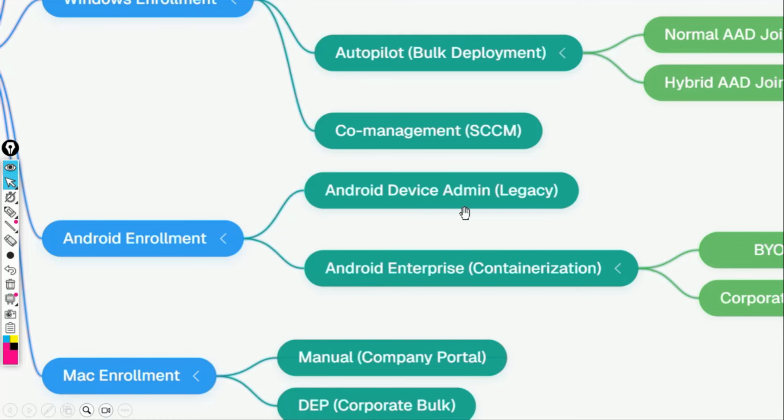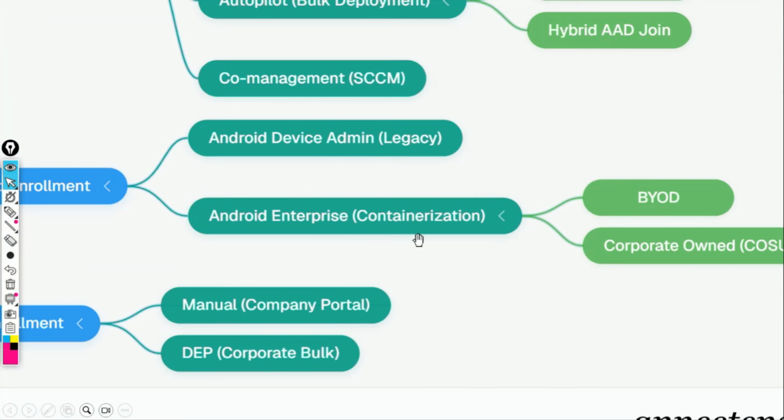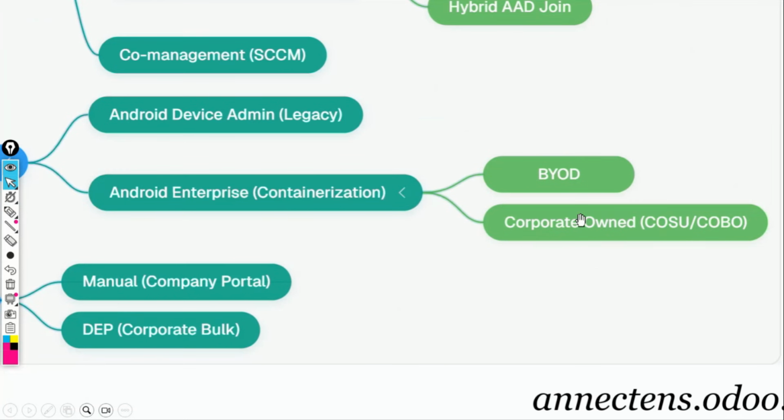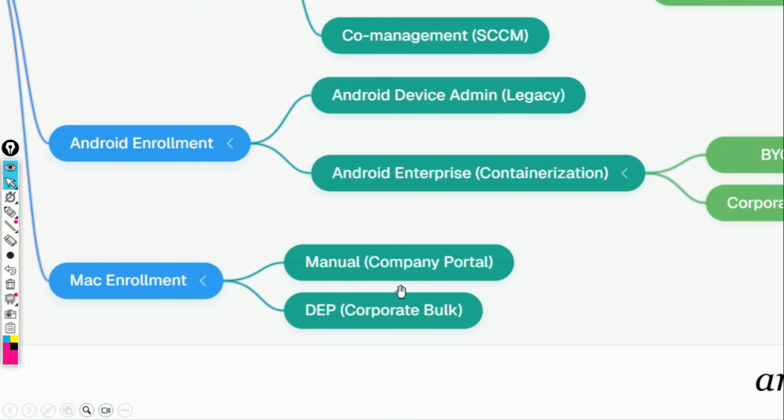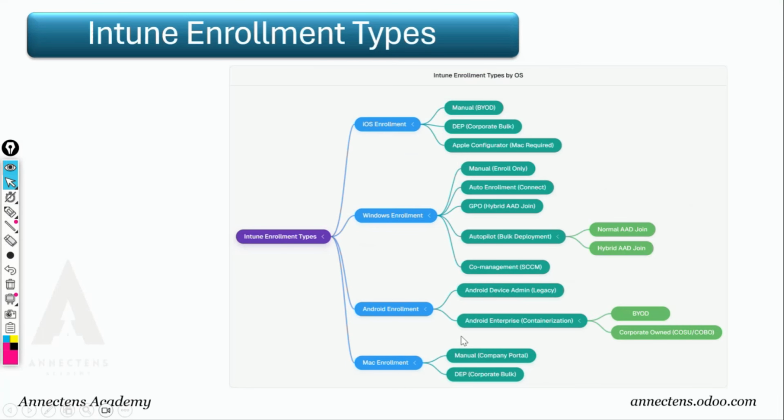One is Android device administrator, which is legacy and not being used currently by anyone. Android Enterprise provides containerization, where we can set BYOD and corporate-owned devices, especially COSU and COBO. And Mac enrollment, where we require a manual Company Portal to be installed, and DEP when you're doing a corporate bulk device enrollment. Okay, so these are the enrollment types available, right?